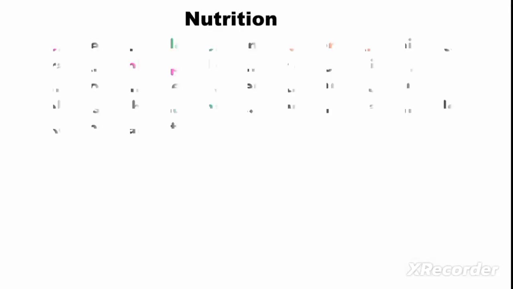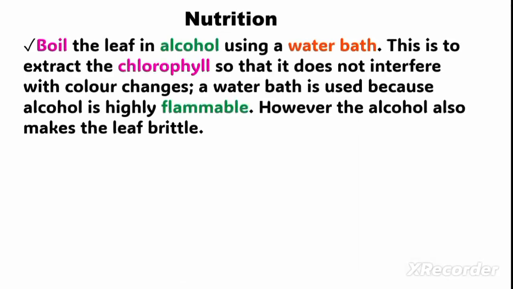Step number two: boil the leaf in alcohol using a water bath. This is to extract the chlorophyll. After boiling the leaf in water, we now need to boil the leaf in alcohol. Why are we boiling the leaf in alcohol? So that we can remove chlorophyll. Why are we removing chlorophyll? So that it does not disturb or interfere with the color changes when adding iodine solution to the leaf.